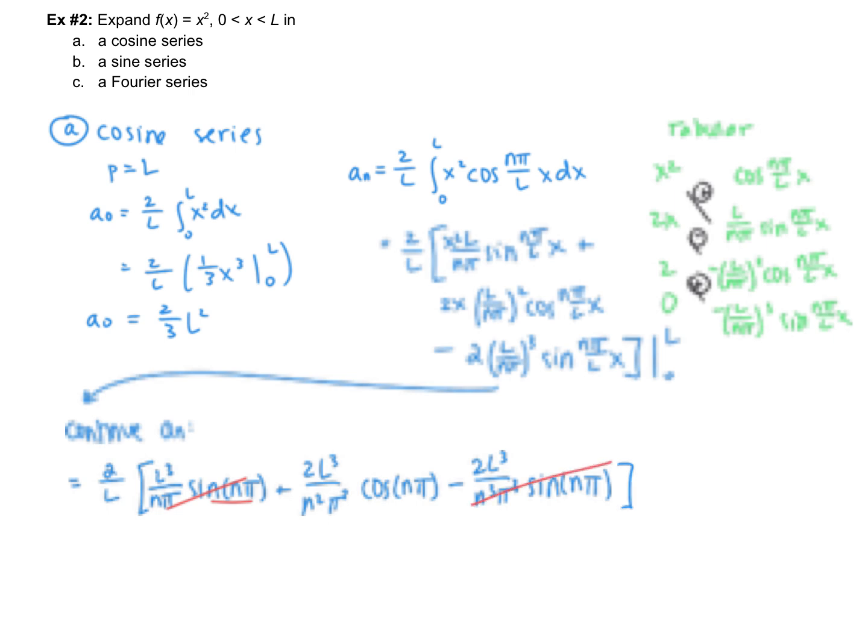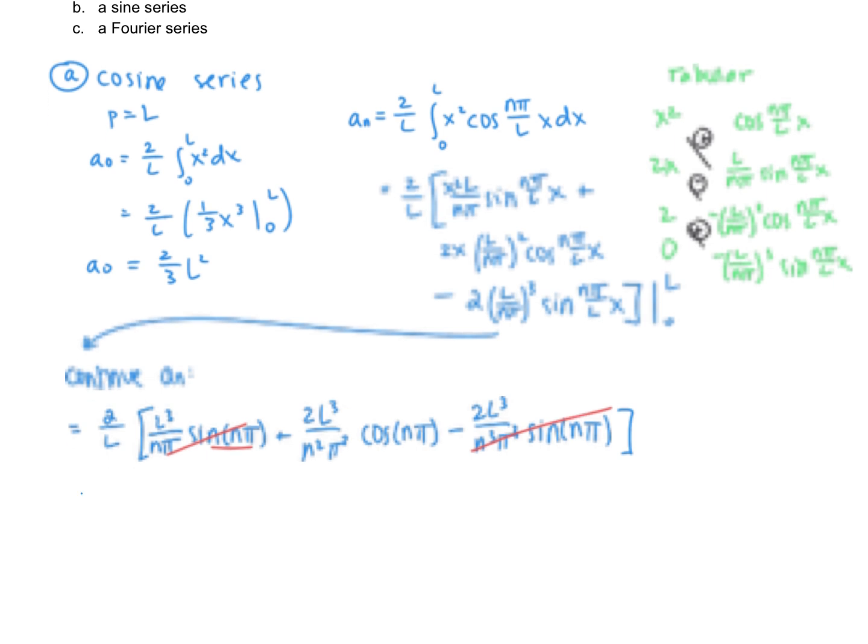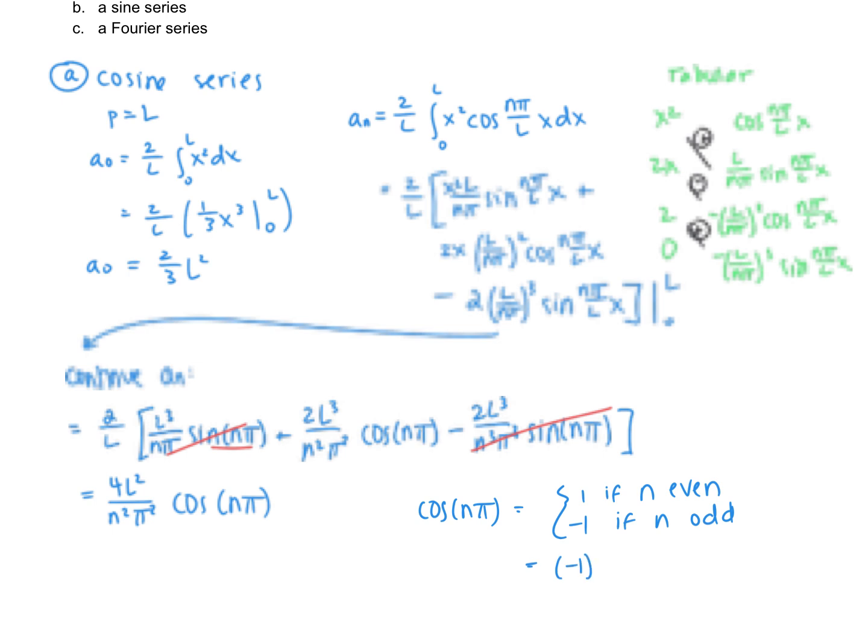Okay, so we're almost done with this first part A. So what that gives us then is 4L squared over n squared pi squared cosine of n pi. Okay, so then if we look at that cosine of n pi, that is 1 if n is even, and it is -1 if n is odd. So as you've already seen, how that can be written is -1 to the n.